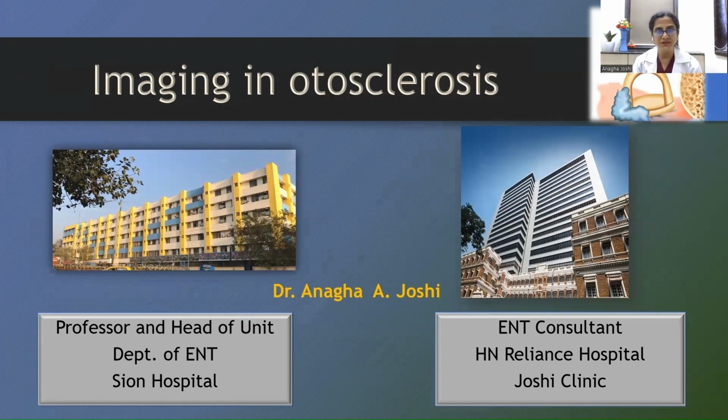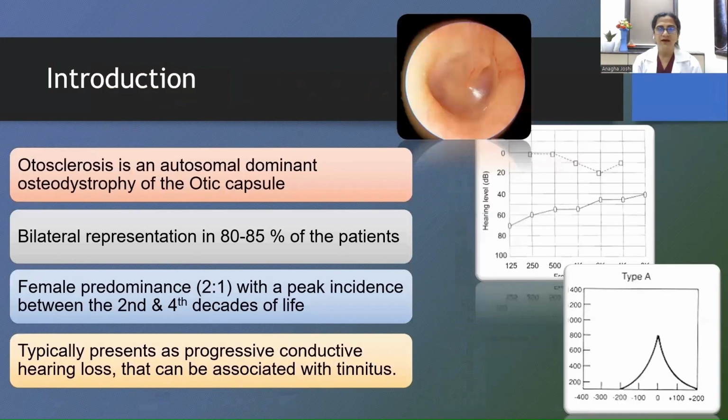So I'll be talking on imaging in otosclerosis. Otosclerosis typically presents bilaterally with a female preponderance in the second and fourth decades of life, and the patient has a normal tympanic membrane with a bilateral conductive hearing loss and a type A tympanogram. So the diagnosis is pretty obvious, isn't it?